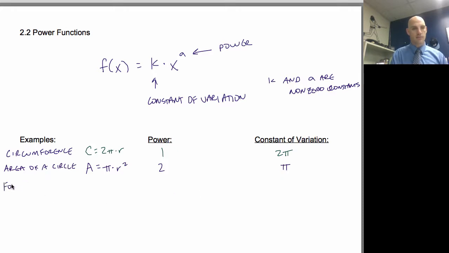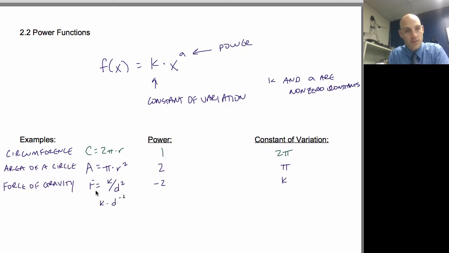Another one is the force of gravity. F is equal to k divided by d squared. In this case, my power is -2 because my distance is on the bottom, and if it's on the bottom of a fraction, that means it has a negative exponent. My constant of variation is k. So this would essentially be k times d to the -2 power. Force is inversely proportional to the distance from the center of the Earth.